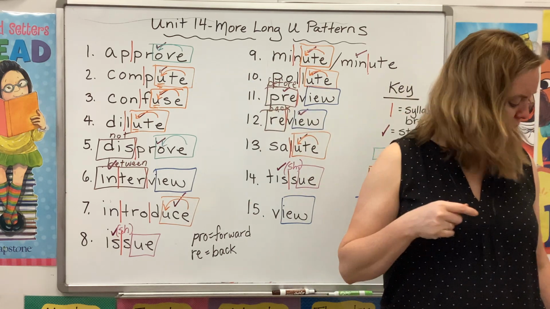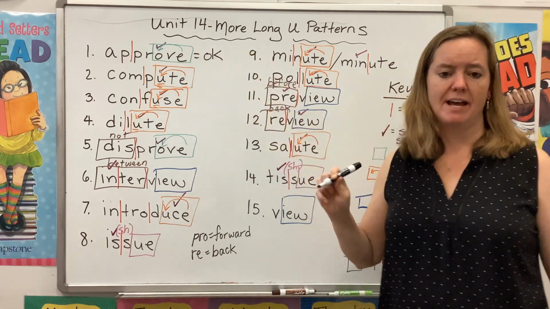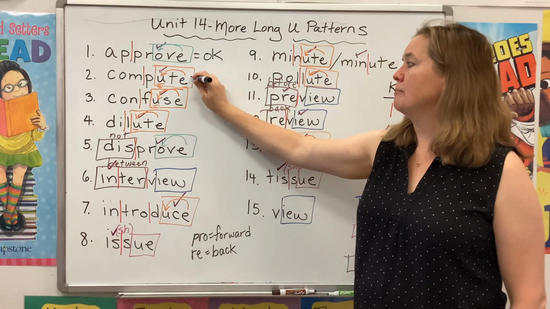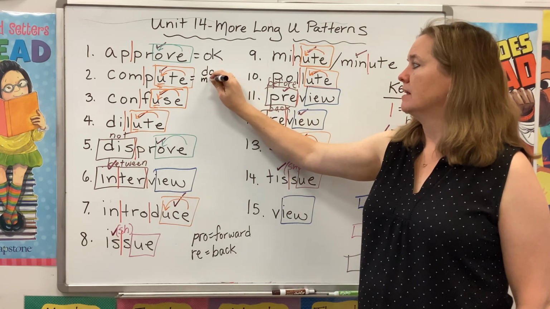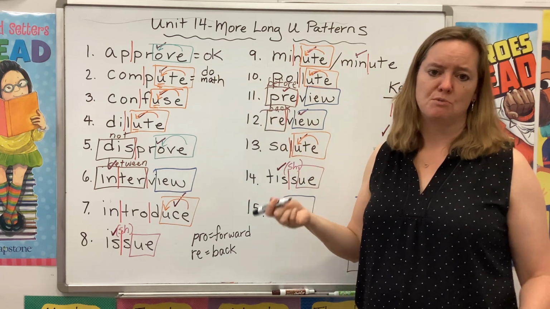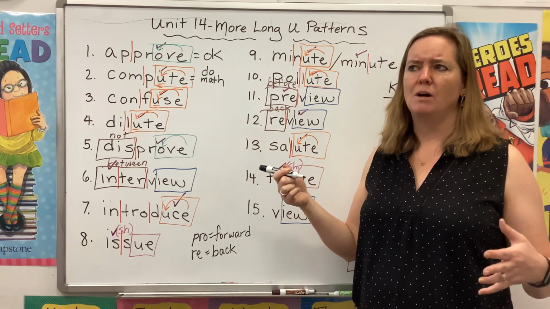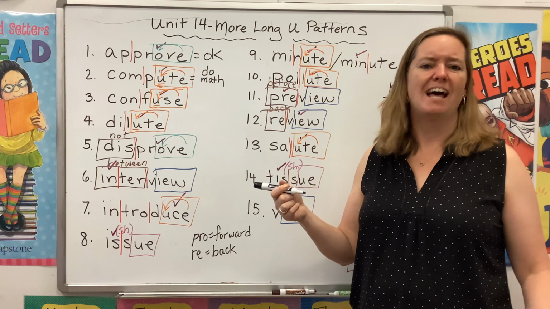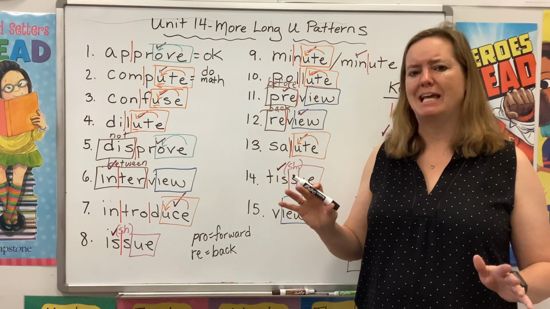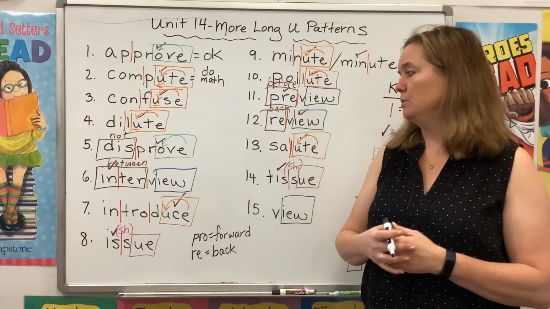All right, let's quickly make sure we know what all of our words mean. So if you approve something, you okay it. You say, yep, that's fine. That works. To compute means to do math. Right? If you compute, you're doing math. You're adding, you're subtracting, you're multiplying. To confuse is to make someone not understand, right? So you're talking to them, you're telling them a story, but it doesn't make any sense. Now they are confused. You have confused them.